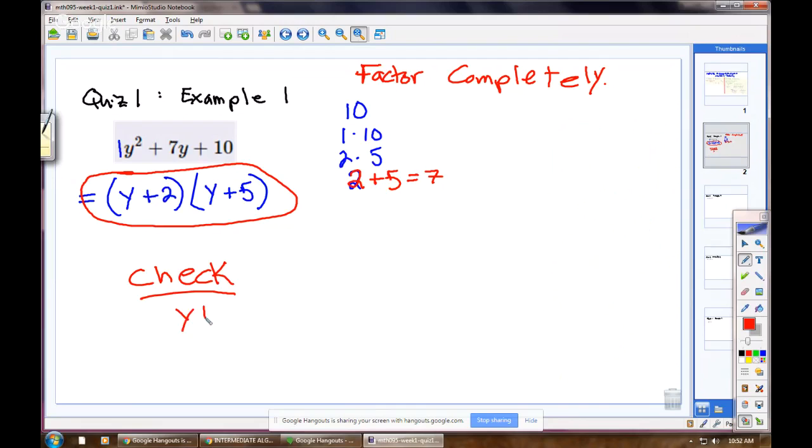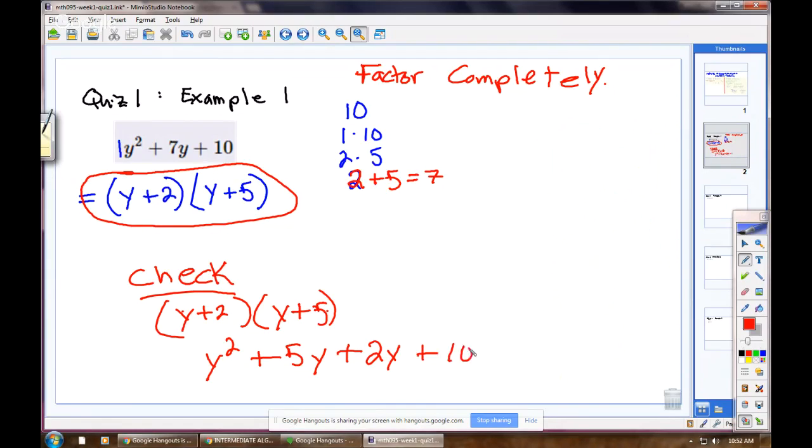So I'm going to take that y plus 2 times the y plus 5 and pray. Y times y is y squared. Y times 5 is positive 5y. Positive 2 times y is plus 2y. And 2 times 5 is 10. And there happen to be like terms in the middle here, so I can combine those. So I'm going to get y squared plus 7y plus 10. And that does match what I started with, so it is right. I have confirmed that this is the factored form.